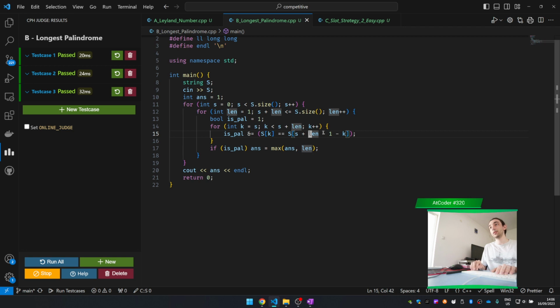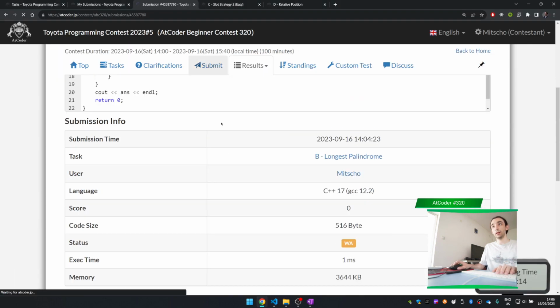Oh, no, this is wrong. K is from 0 to, let's put it like this, K is from 0 to length, and then this is S plus K, and then this is of course S plus the length minus 1 minus K. Yeah, this is the correct thing.